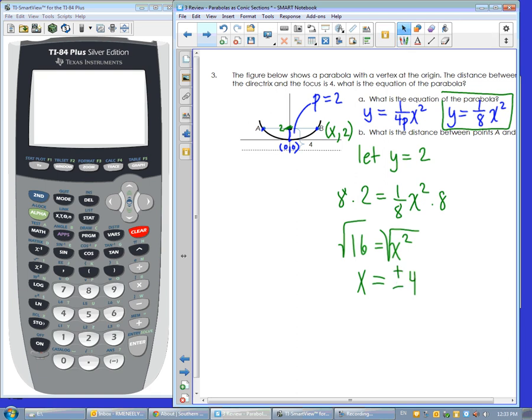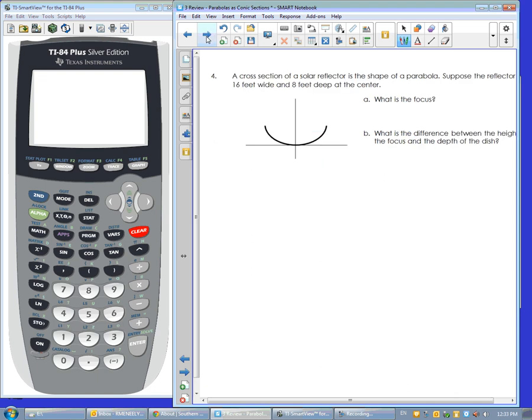So that gives me the x value of these 2 points. So point B must be at positive 4, 2, and point A must be at negative 4, 2. And we're asked to be very careful about what the question is asking. It's asking, what is the distance between point A and point B? Well, if this is positive 4 on the x-axis and this is negative 4 on the x-axis, then the distance between them is 8. Okay, so this is an application.